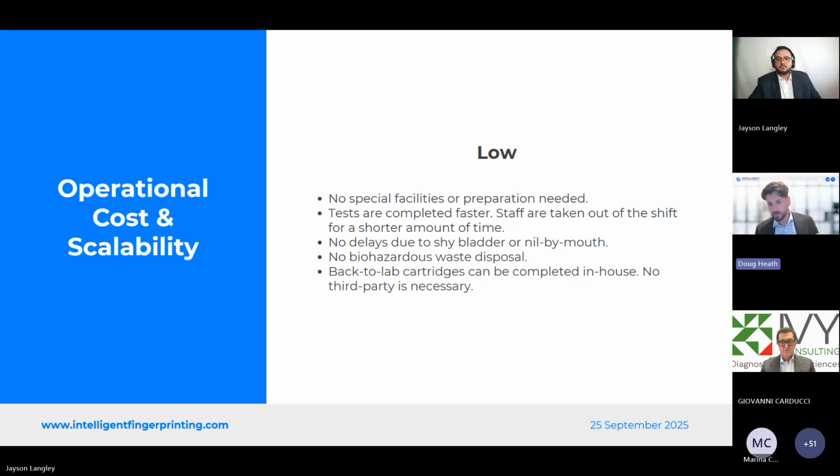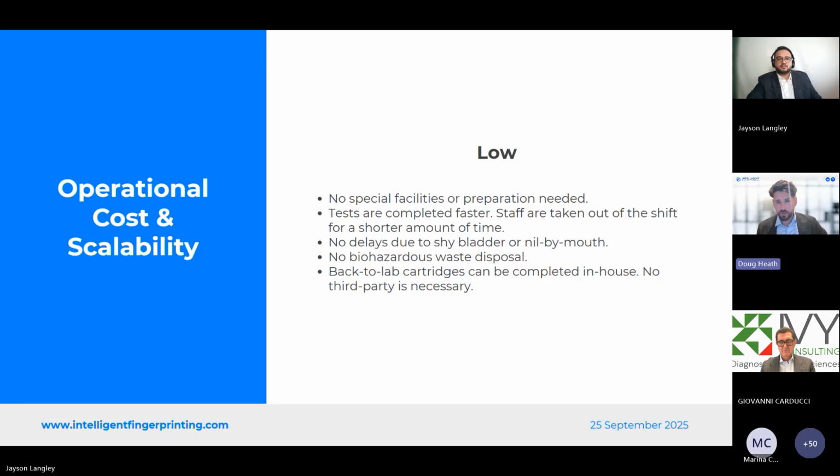All the time we save, that old adage of time is money, you know, no wasting time, special facilities or preparations, being able to conduct these tests faster in a simpler way, in a non-invasive way, with no delays from shy bladders or nil by mouth. 20 minutes nil by mouth. We have 6 people tested in that time and back to the duties they should be doing.